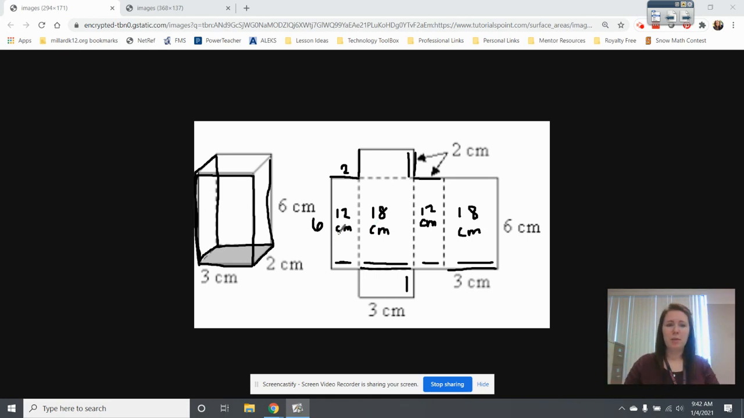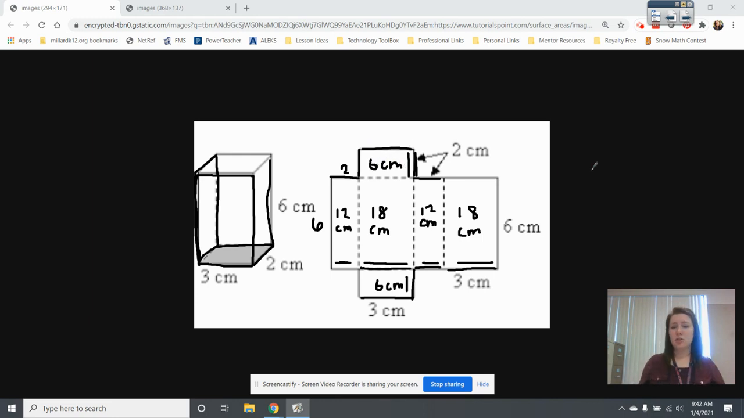Now we need to do the top and the bottom. Here we can really easily tell it's 3 times 2. Here we can see this is 3, and remember, this one was 2, which means that also is 2. 3 times 2 is 6 centimeters. Again, it tells us this is 2, and we know this is 3 all the way across. So 3 times 2 is, again, 6 centimeters.